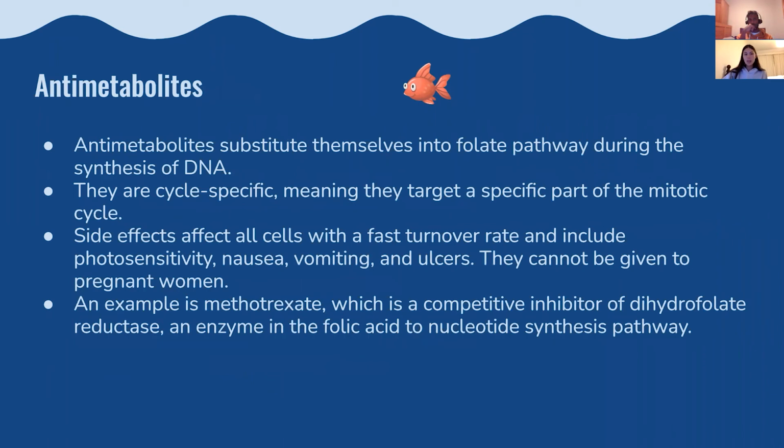Then we've got antimetabolites. These drugs substitute themselves into the folate pathway during the synthesis of DNA, and they are cycle specific, meaning they only target one portion of the mitotic cycle. The side effects include affecting all cells with a fast turnover rate, photosensitivity, nausea, vomiting, and ulcers, and they cannot be given to pregnant women. An example is methotrexate, which is a competitive inhibitor of dihydrofolate reductase. That's just an enzyme in the folic acid pathway, which is part of the nucleotide synthesis pathway.